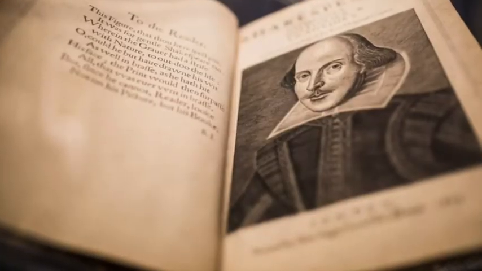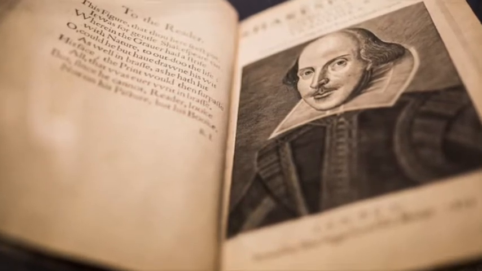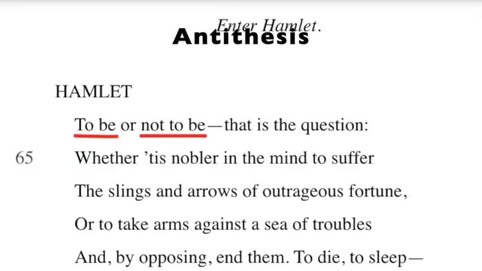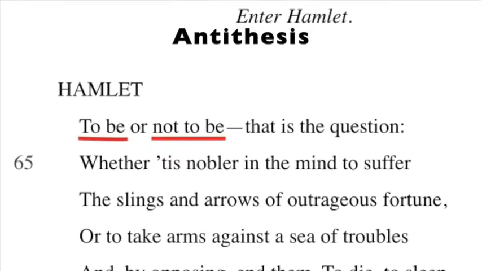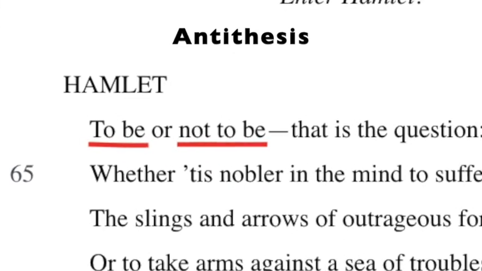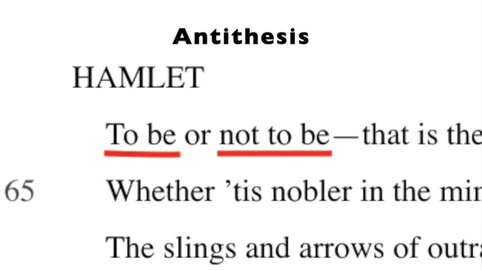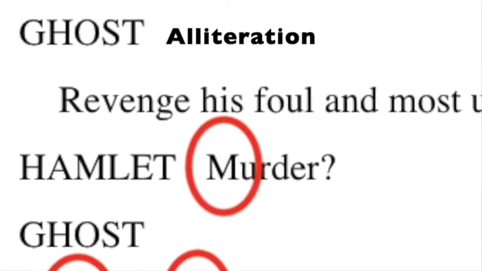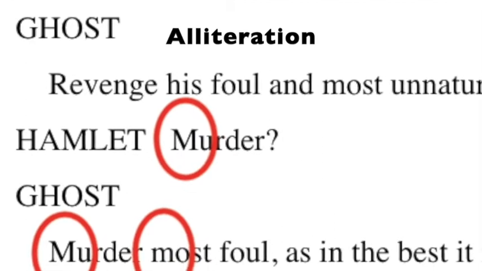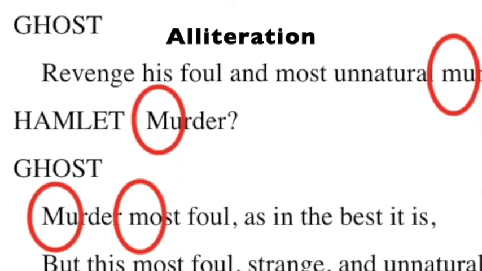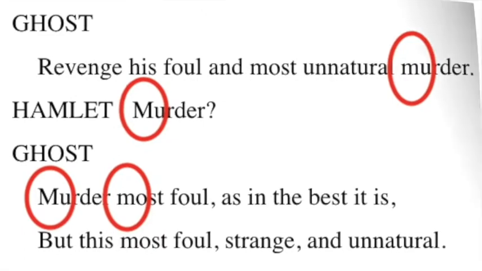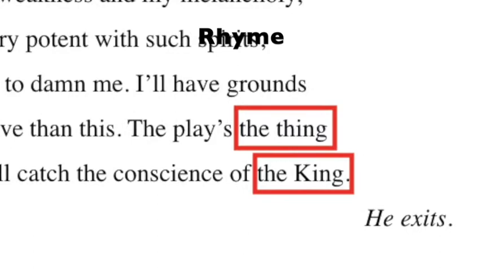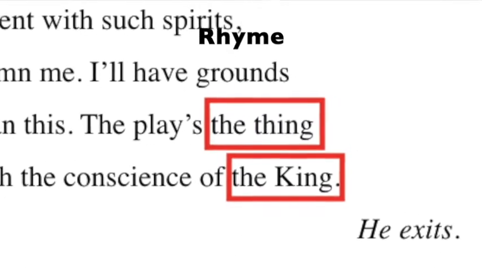Shakespeare also uses a number of poetic devices as a way of illuminating character psychology, including antithesis, in which two words or ideas are set up in opposition to one another. To be or not to be. Alliteration, or the repetition of initial sounds in a sequence of words. Murder, murder, most foul. And of course, rhyme. The play's the thing, wherein I'll catch the conscience of the king.